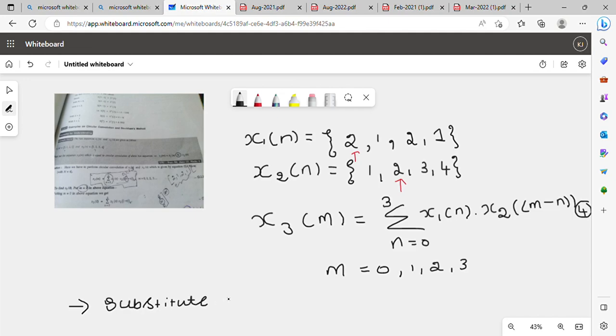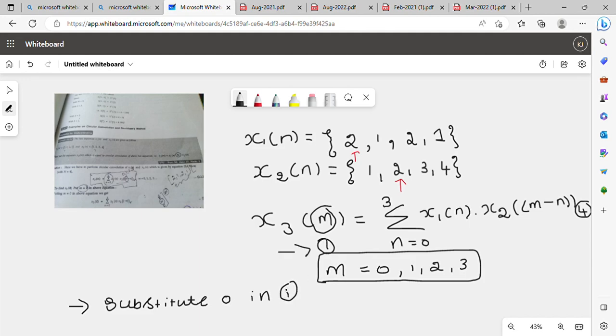So if you substitute 0, your m is equal to 0 here. Please understand, your m is equal to 0 because we are substituting the values of m. Your n will remain constant. You are going to substitute the value of m, which changes from 0, 1, 2, 3. So substitute 0 in this equation number 1. Let me take this as 1. So substitute 0 in 1, and we get x3 of 0.